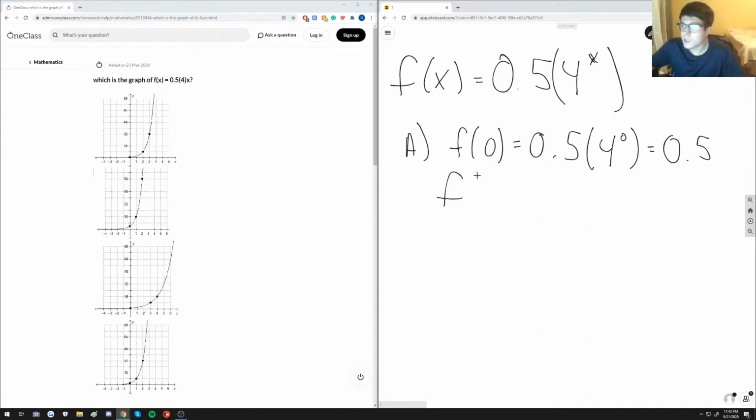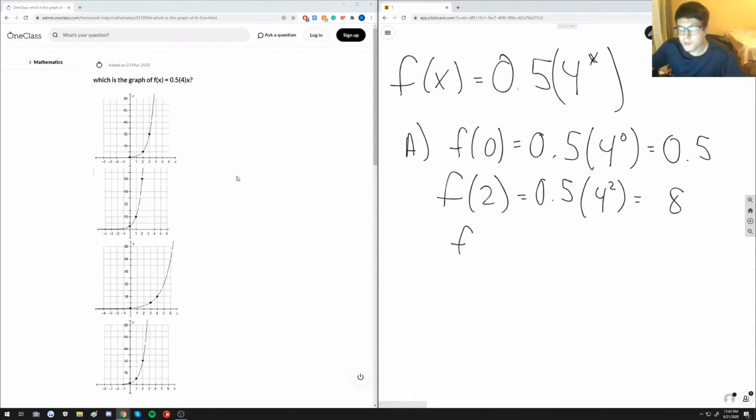So we're going to test out f of 2 because that is the next x value where we have a point right here. Plugging in 2, we get 0.5 times 4 to the second, which is equal to 8. Then we can look at our graph and we can see that yes, this point actually does lie on 8. So far so good.